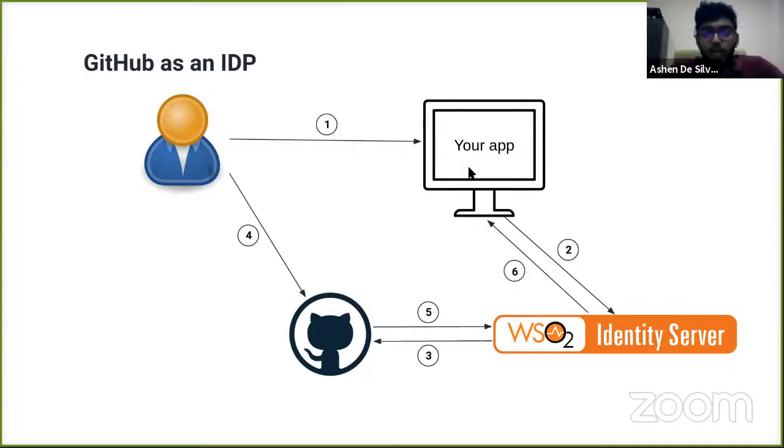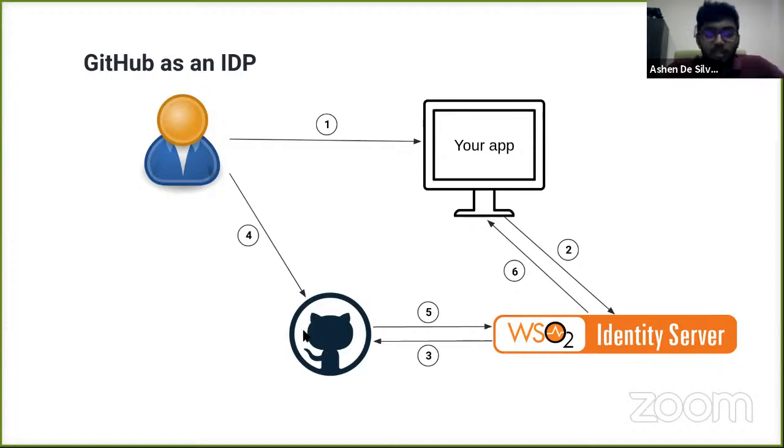So when you log into your application, your application would forward that authorization request over to the identity server. The identity server would then recognize that GitHub has been assigned as the IDP for that particular application, and then forward your request to GitHub. Then you'll be prompted for your GitHub credentials, and this is where you enter your GitHub username and password.